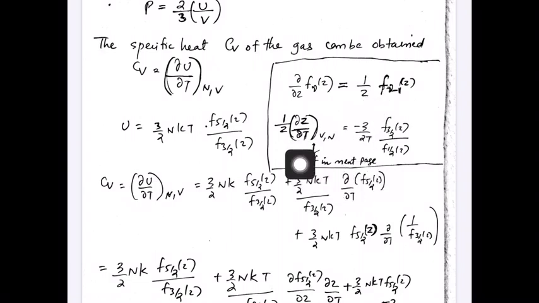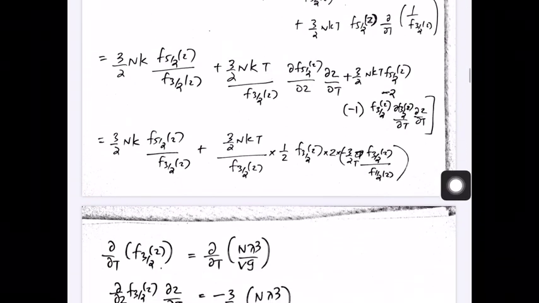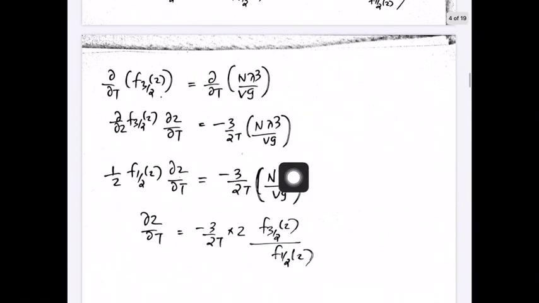Another thing is 1 by z ∂z/∂T, when volume and number of particles are fixed, is minus 3/(2T) F3/2(z) over F1/2(z). Its proof is given here. We have ∂/∂T of F3/2(z), that is ∂F3/2/∂z into ∂z/∂T. This is written in this form, and this one is 1 by z F1/2(z) ∂z/∂T. This thing we can differentiate with the temperature.